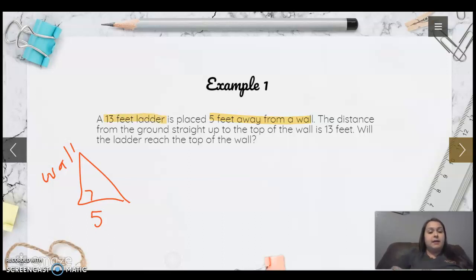It's a 13 feet ladder, okay? So your hypotenuse in this case, again, across from your 90 degrees, is 13 feet. So now when I plug it into my equation, a squared plus b squared equals c squared, I need to find my c, which is the most important. Again, c always happens across that right angle.